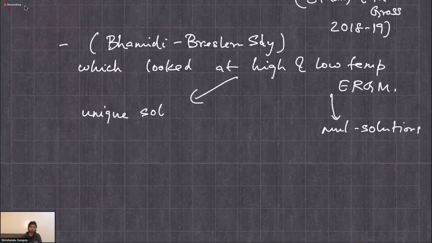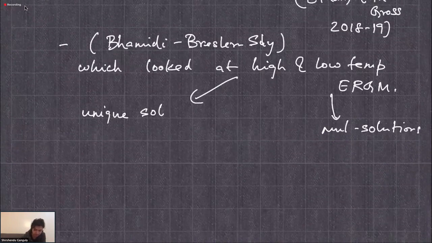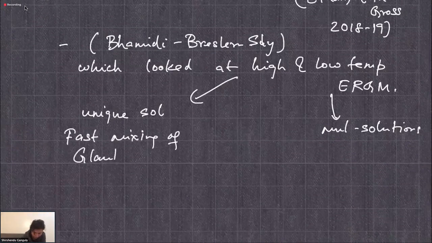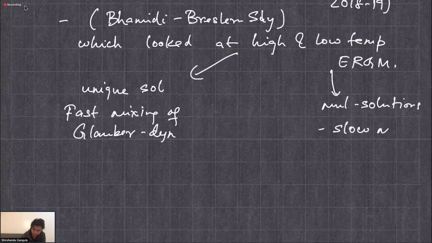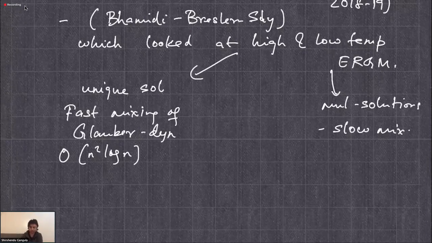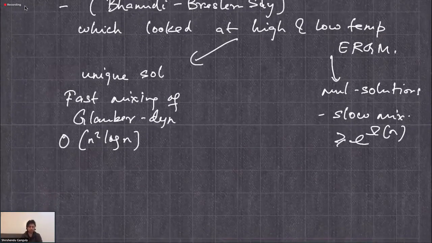And they proved that in the high temperature case, many nice things happen. So fast mixing of Glauber dynamics. Here, slow mixing. Fast mixing meaning order n squared log n, where n is the size of the graph, and here exponential in n. But let's look at this regime for the moment.